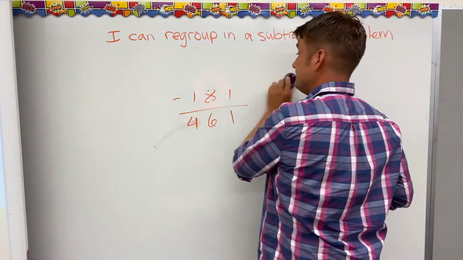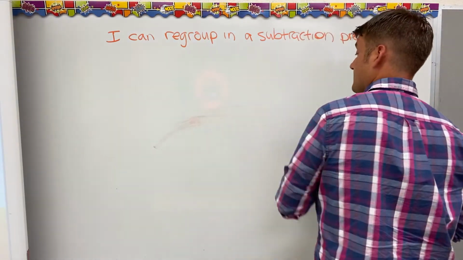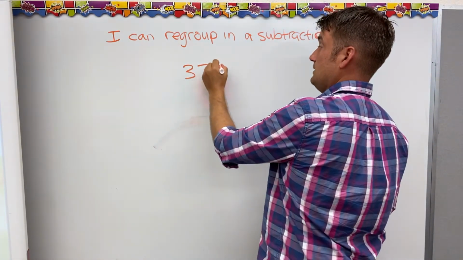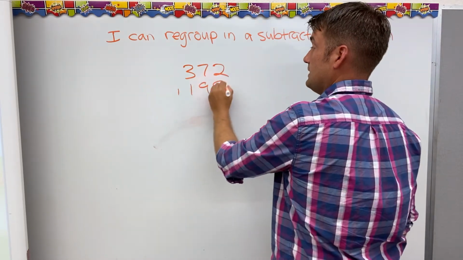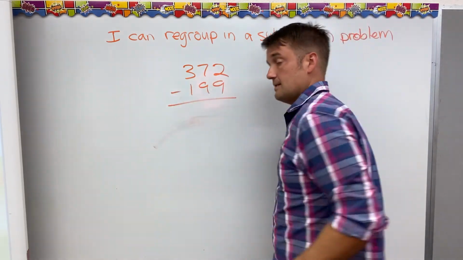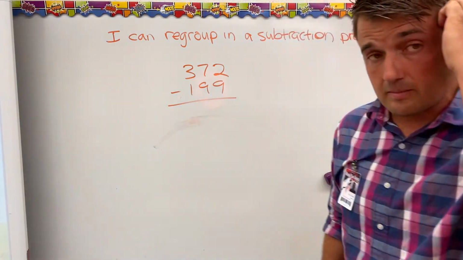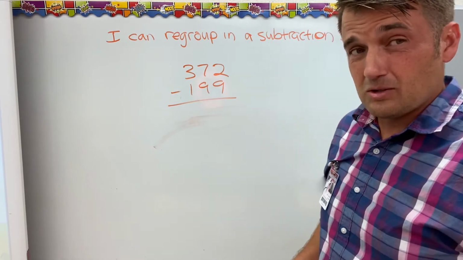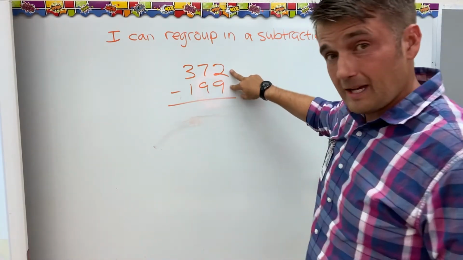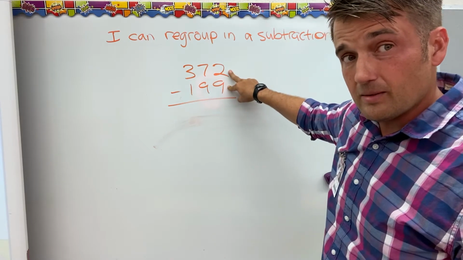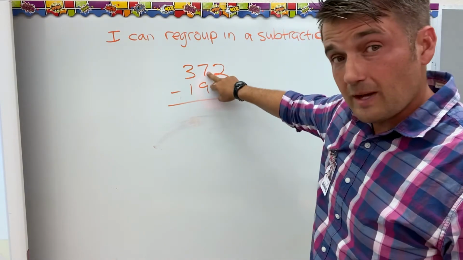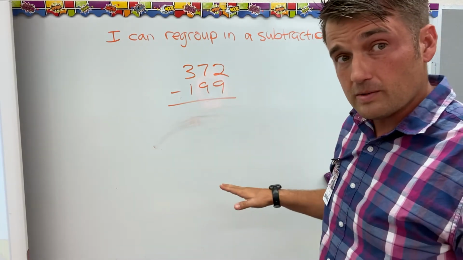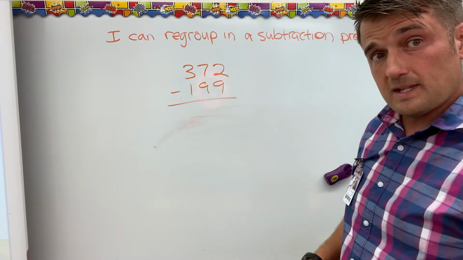Let's do one more. 372 minus 199. Okay, so on this problem, before I even start, I can think, how am I going to have to regroup here? Should I expect to regroup? Do I have a bigger bottom there? Yeah, I do. I also have a bigger bottom here. So this problem is going to require a couple of borrows. So we'll see how that looks.